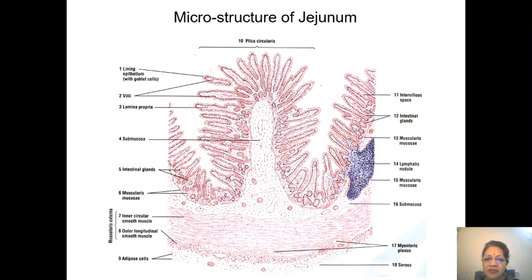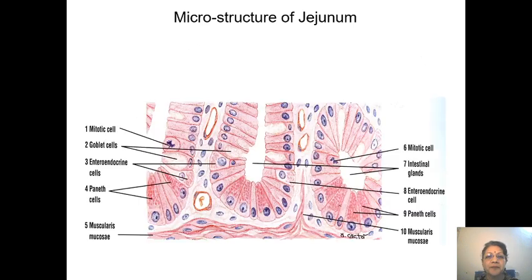You will still see intervillus spaces, you will still see crypts or intestinal glands. And here you see the submucosa has no glands at all. So jejunum has no Brunner's glands. So absence of glands in the submucosa is the way to differentiate duodenum from jejunum.